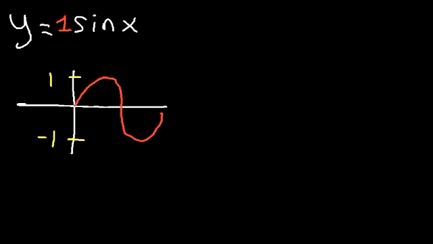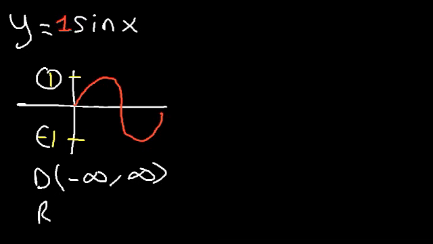So the domain for the trigonometric functions for sine and cosine is always going to be negative infinity to infinity. However, the range has limitations. The range is based on the amplitude, or the y values. So the lowest y value is negative 1, and the highest is 1.